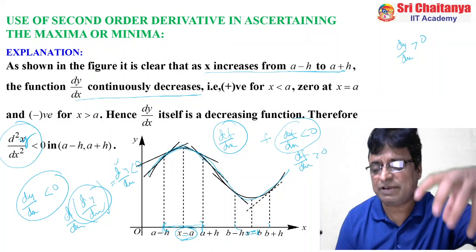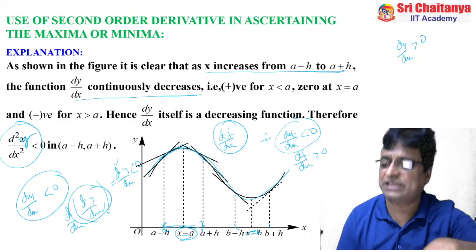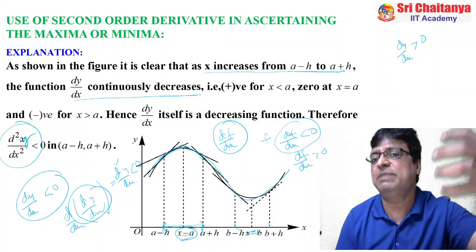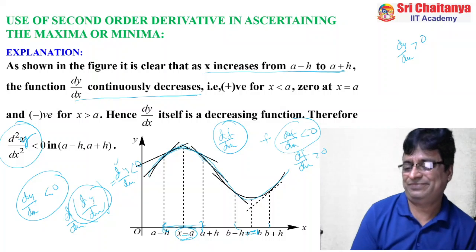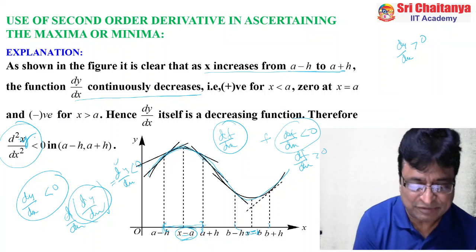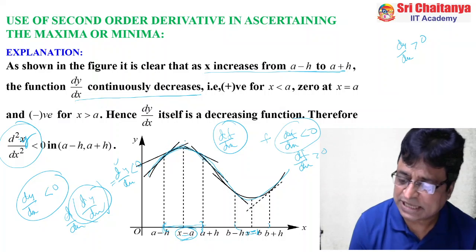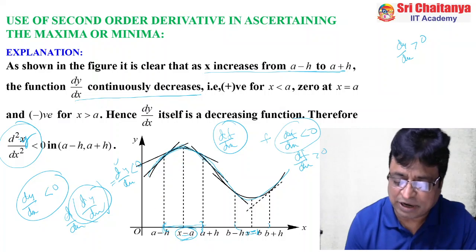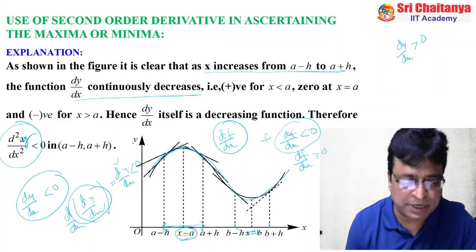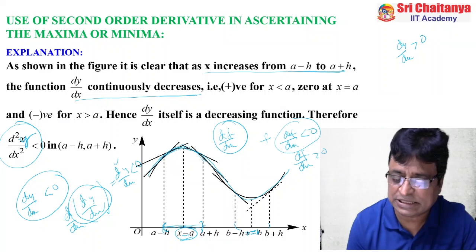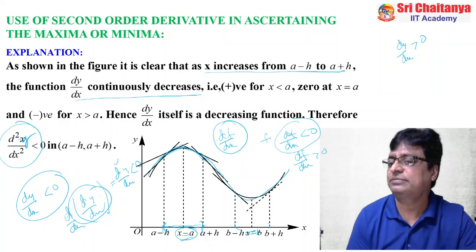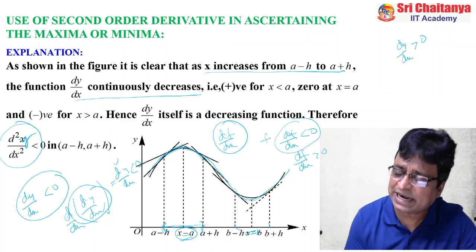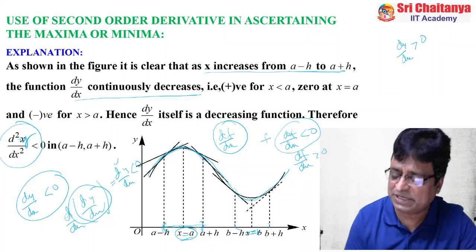Whenever the second derivative d square y by dx square is less than 0, then I can say that dy by dx is continuously decreasing. So whenever dy by dx is continuously decreasing, then what will happen? At that particular point, the curve is situated like this. Similarly, whenever the second derivative is greater than 0, what does that mean?